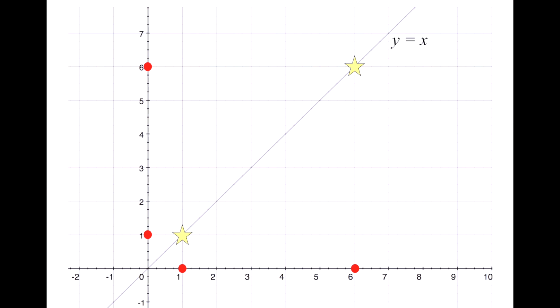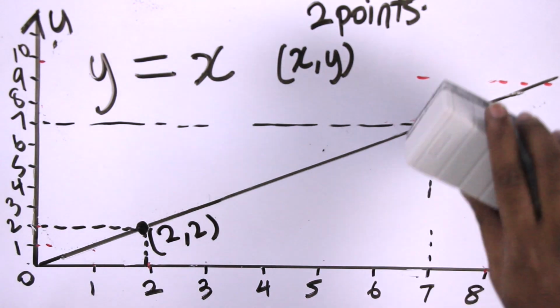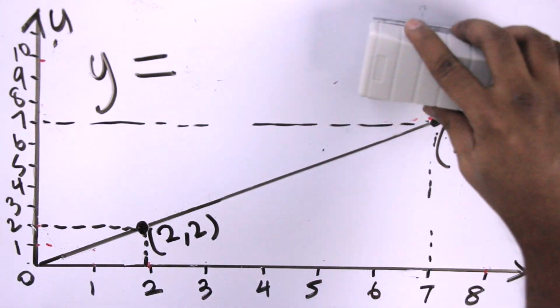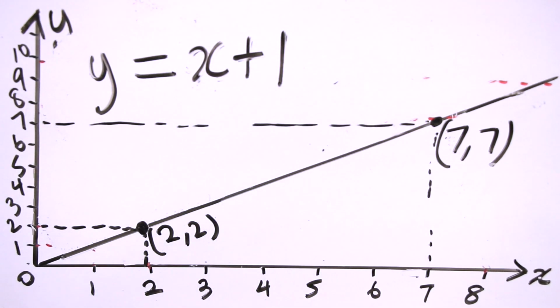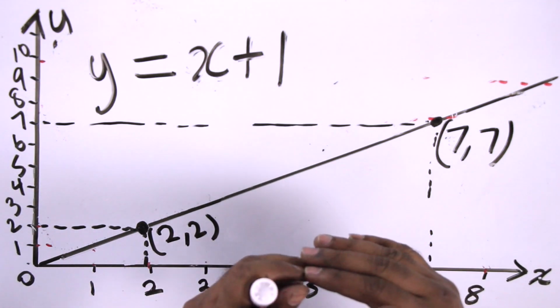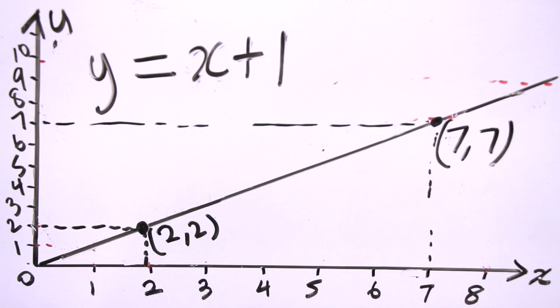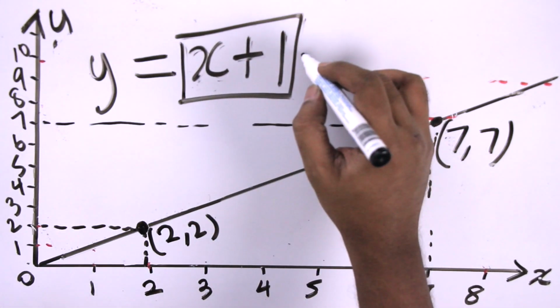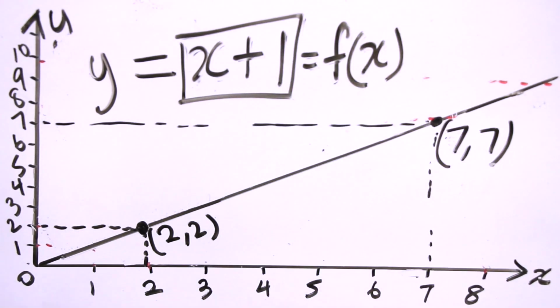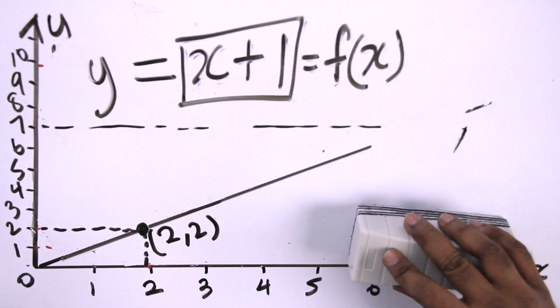But what if we wanted to change the line somehow? Well, let's start by changing the equation. Let's add a number. Let's add 1 to make it y is equal to x plus 1. Now, x plus 1 is a function involving x. Therefore, y is a function in x. Let's see how y is equal to x plus 1 will look as a line.